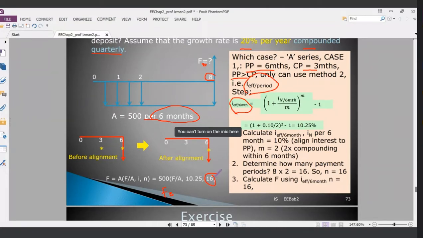Okay, and the N yang kita lihat kat sini adalah bergantung kepada I effective yang kita kira tersebut. Period that we use to calculate the I effective. So the period that we use to calculate the I effective is for every 6 months. Kenapa for every 6 months? Because payment happen in every 6 months. Boleh? Faham? Okay, good. So can I have the value of F?